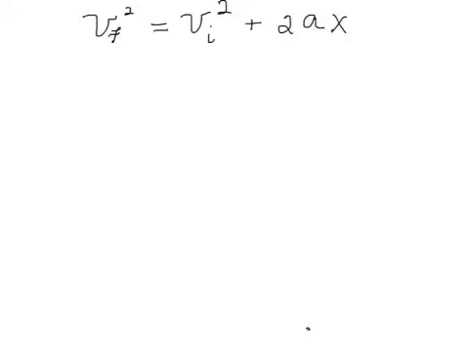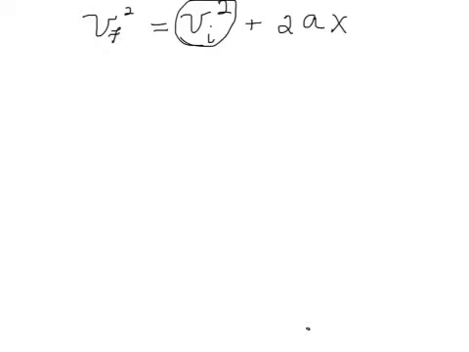But for today, let's just say we know the final velocity, we know the acceleration, and we know the distance x, and we want to find out what the initial velocity was. Let's say that's a problem we're doing. Then we need to solve this equation for the initial velocity. So we need to isolate the v initial and get it all by itself.